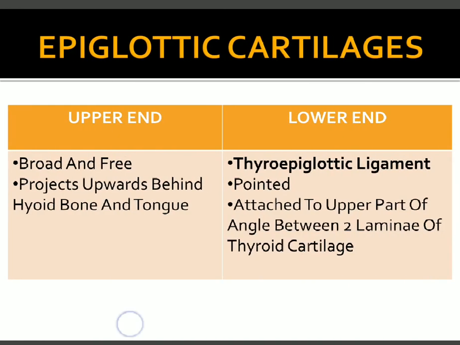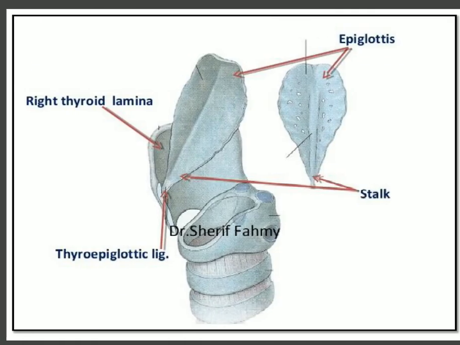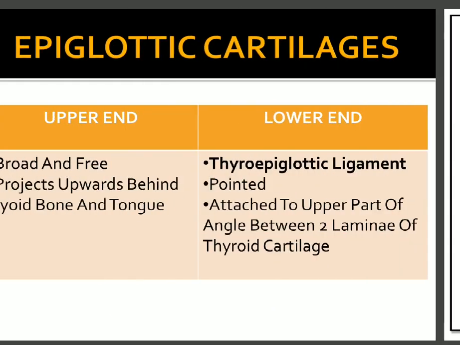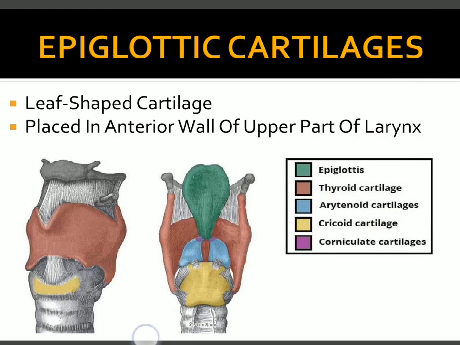The epiglottic cartilage has two ends, upper end and lower end. The upper end, as you can see here, is broad and it is free. It is not in connection with any other structure. It is free. And it projects upwards behind the hyoid bone and the tongue. So you can see in this figure, this is the hyoid bone and the epiglottic cartilage, the upper broad free end is projecting behind this hyoid bone.